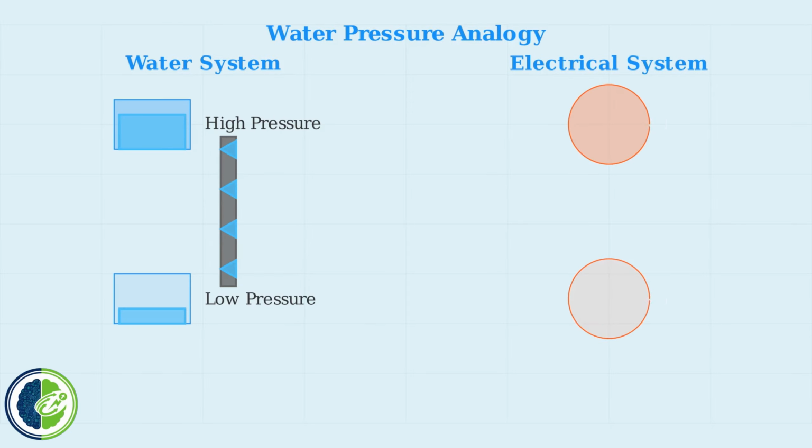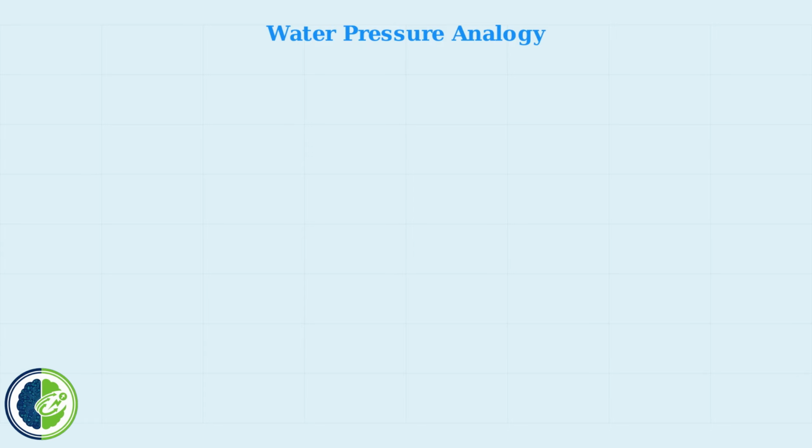Similarly, in an electrical system, we have regions of different electric potential. High potential regions are like high pressure areas, and low potential regions are like low pressure areas. Electric charges flow from high potential to low potential, just like water flows from high pressure to low pressure. The electric field lines show the path that charges would follow. Let's now directly compare these two systems to see the key analogies that help us understand electric potential.